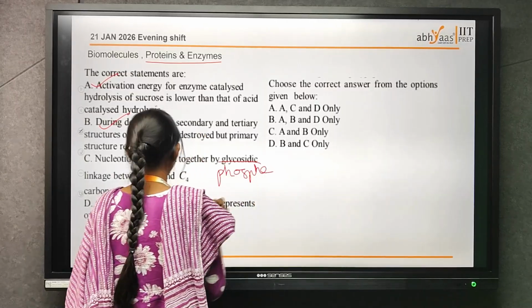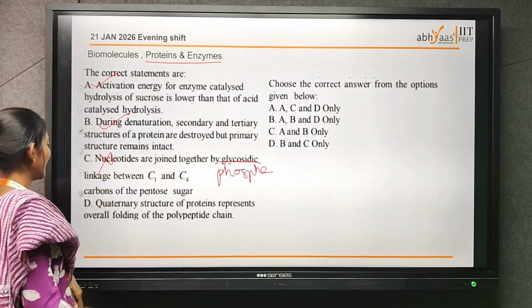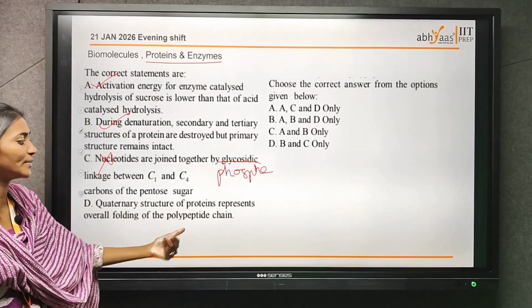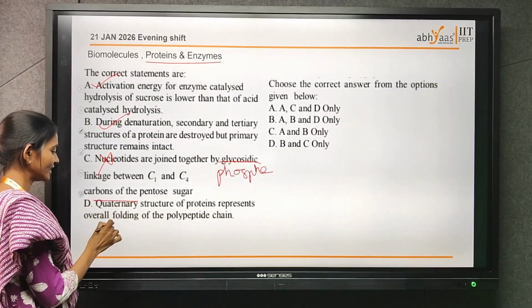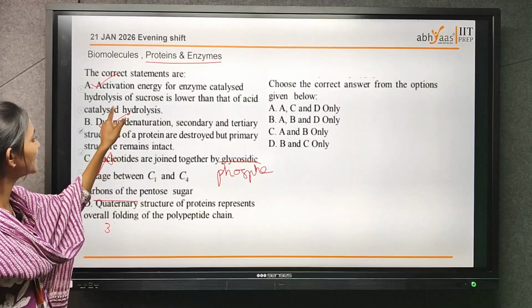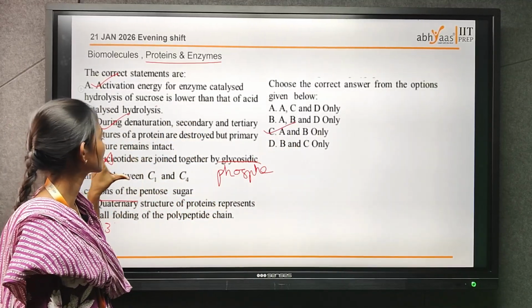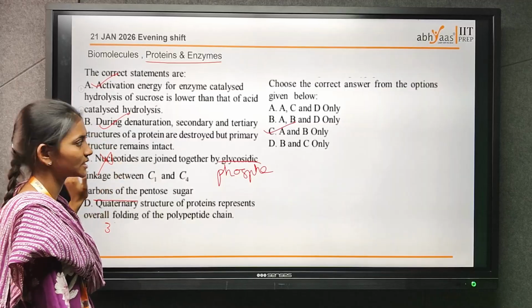Phosphodiester linkage. So, it's not the correct statement. It is wrong. And quaternary structure of proteins represents overall folding of the polypeptide chain. Not quaternary, tertiary. So, correct statements will be A and B. Not that lengthy a question. It is a moderate question, directly based on NCERT.